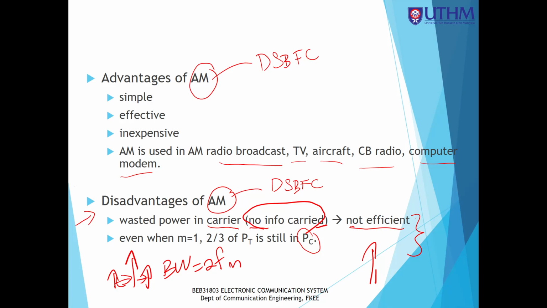So FC plus FM. Okay. So this FC, 810 minus 2, so you get 808 kilohertz. 810 plus 2 kilohertz, so you get 812 kilohertz. Okay. The peak modulation voltage.